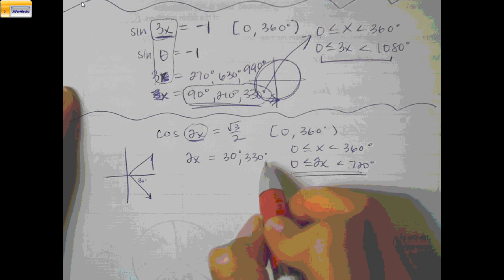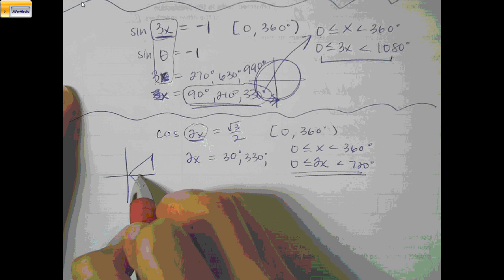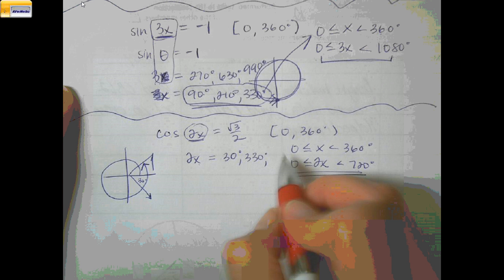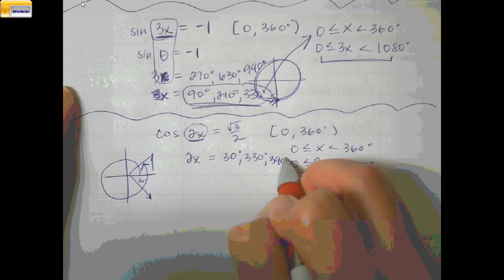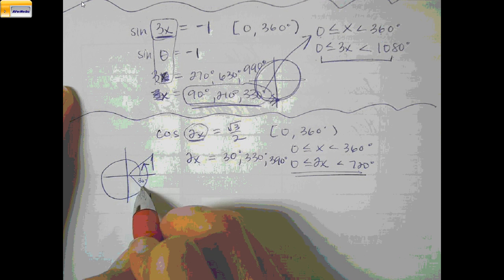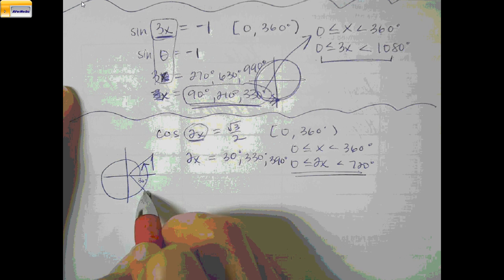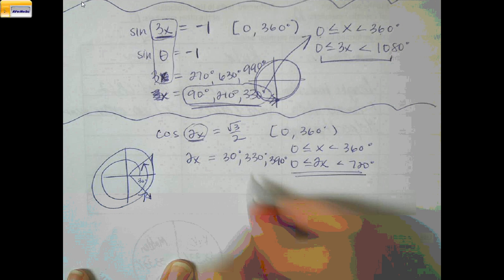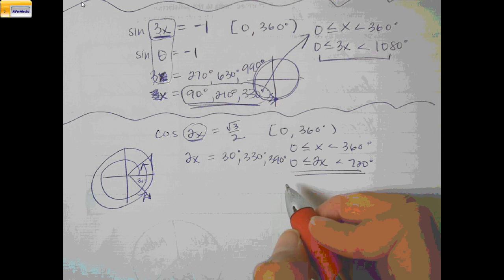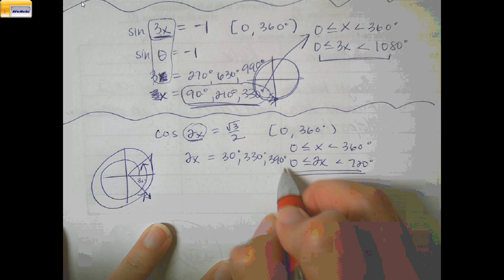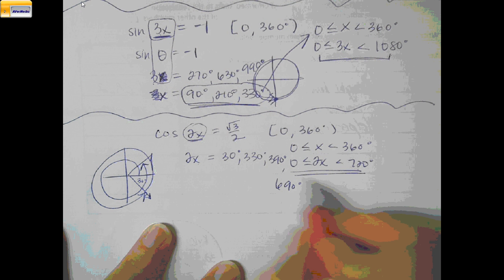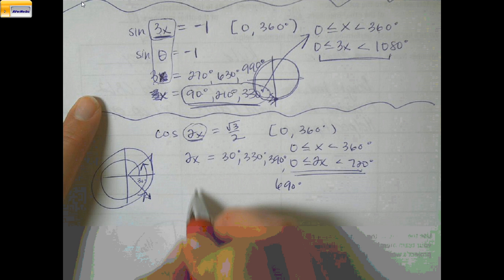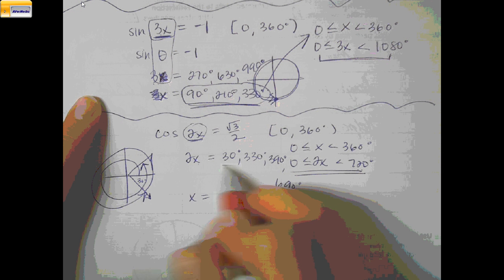2x can be anything as long as it's between 0 and 720. So let's see here, we need to keep going. So it could have been 30 degrees or a whole circle after that. So 30 plus 360 is 390. And it could have been this 330 right here or a whole circle after that, which is going to put us at, let's see, 330 plus 360 is 690. And then that's as high as we can go on that one because we tap out at 720. But that was double x. So let's divide everybody by 2.